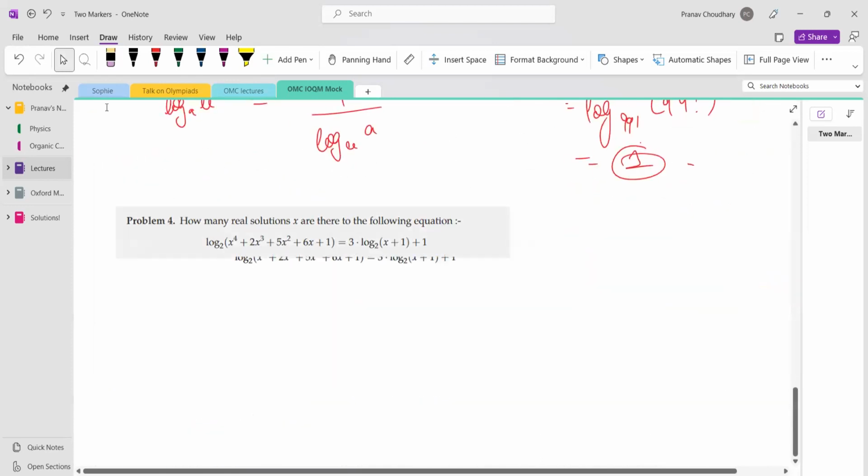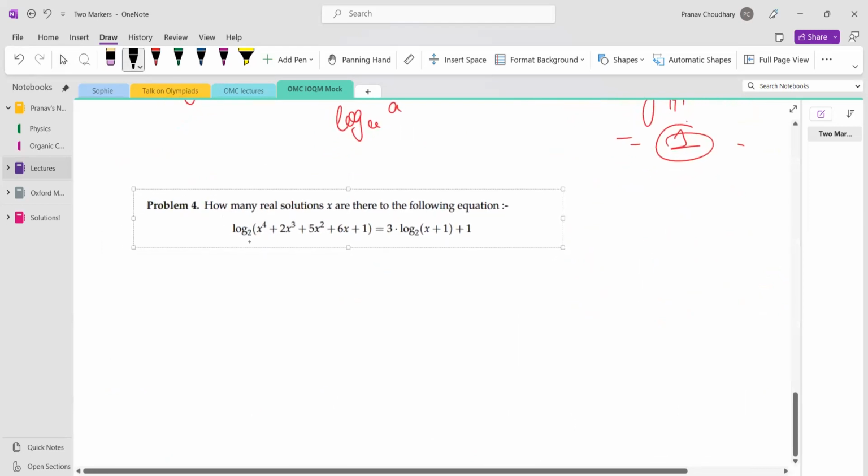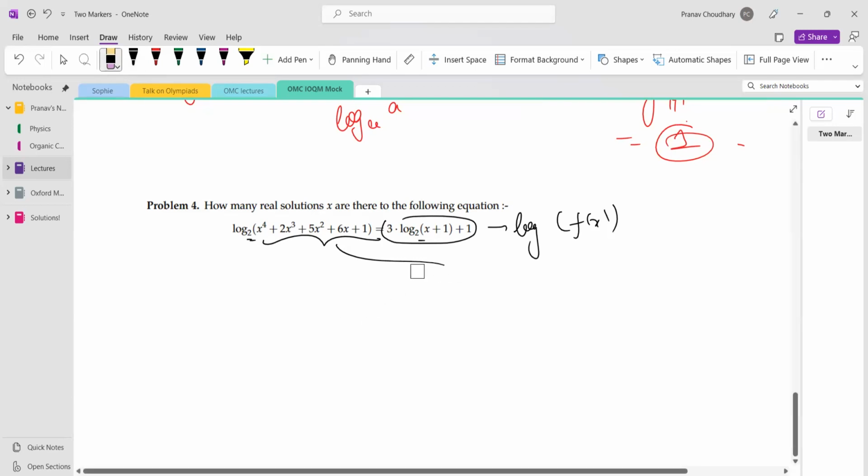Okay, let's move on to problem 4. Again, a logarithmic problem. So see, here the base of the logarithm is the same, and you have to solve the equation, right? So you'd want to remove the logarithm, like convert this expression into some log of f of x, and then f of x equals this polynomial. And just solve that. That is a polynomial expression without any logarithms. So let's just do that.